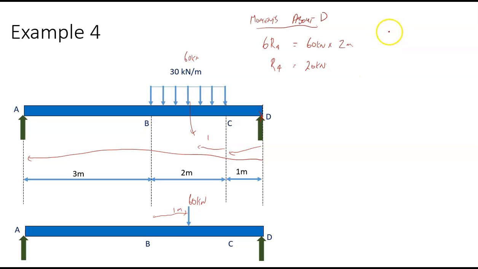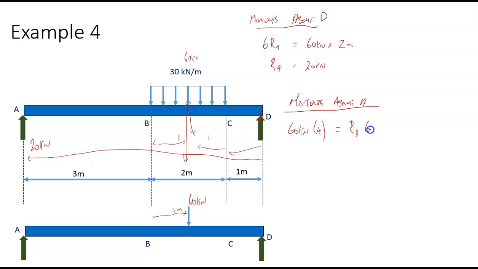Okay, and then we take the moments about A. We'll say the clockwise moments, so it's 60 kilonewtons, this guy going that direction, so that's 3. That distance there is 1, so that's 4 by 4. That's equal to RD by 6. So that's 240, so RD is 40 kilonewtons.